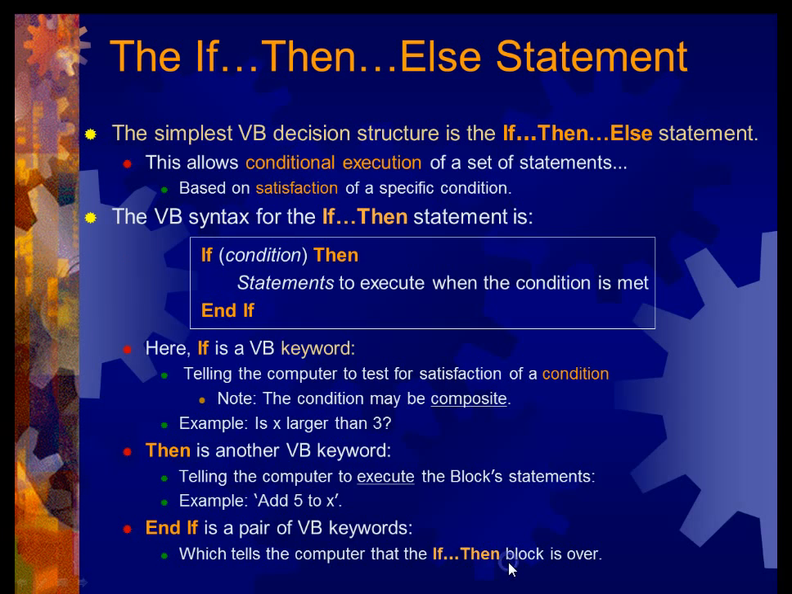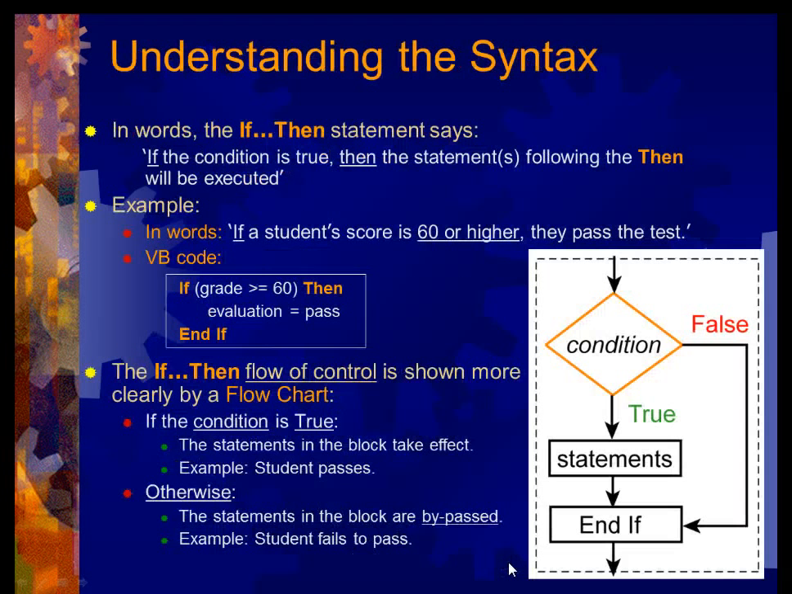Okay? Okay, understanding the syntax. In words, the if-then statement says, if the condition is true, then the statements following the then will be executed. Example, in words, if a student's score is 60 or higher, they pass the test. VB code, how do we write that? So we write if grade is greater than or equal to 60, then, and then evaluation equals pass, and end if.